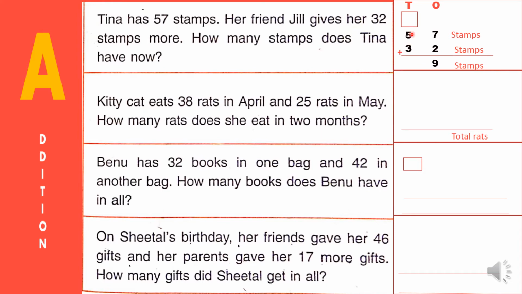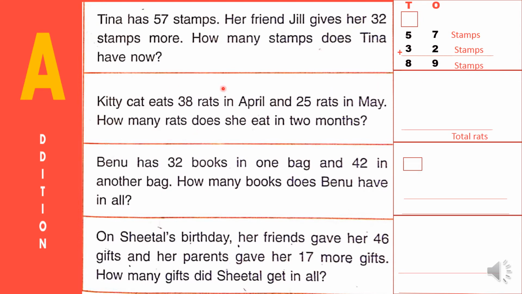Next we have to add the tens column. Which number is the bigger number? 5. You have to keep 5 in your mind, 3 in your hand. Open three fingers, children. 5, after that 6, 7, 8. So we have to write here 8. So how many stamps does Tina have now? 89 stamps. Tina has 57 stamps, Jill gives her 32 stamps. Total 89 stamps Tina has. Okay, children, we'll go to the next sum now.